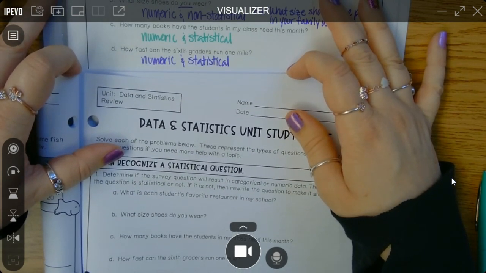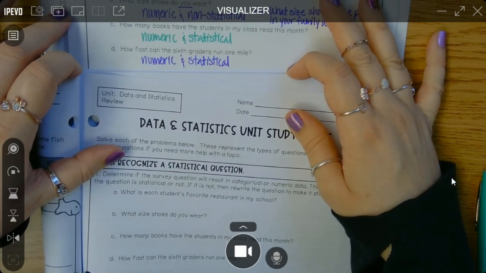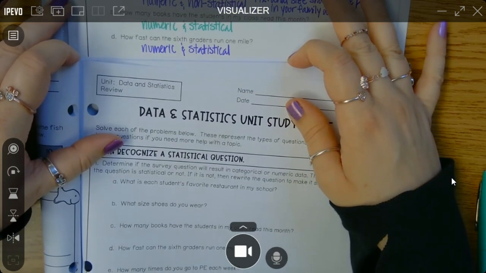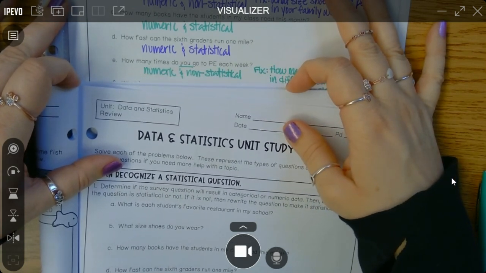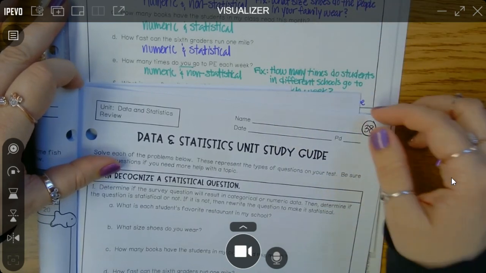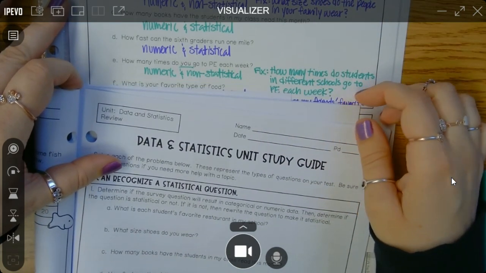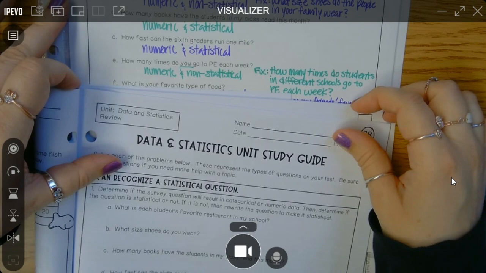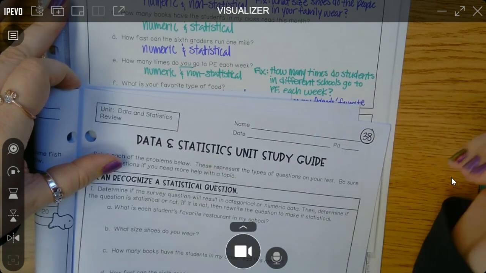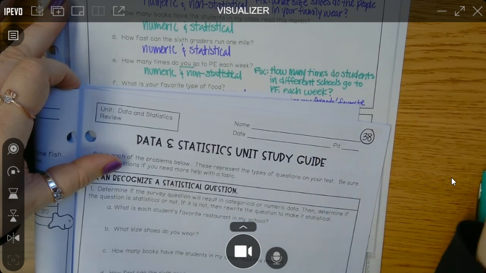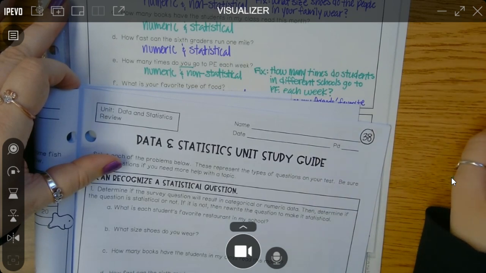Yes. Okay. The next one, how many times do you go to PE each week? Numeric or categorical? You should have put that it's numeric. And then is it statistical? No, because you're only asking one person. So you want to direct it towards more people. So like, how many times do students in different schools go to PE each week? As long as you phrase it so that it's directed towards a group of people, it's going to end up being statistical.